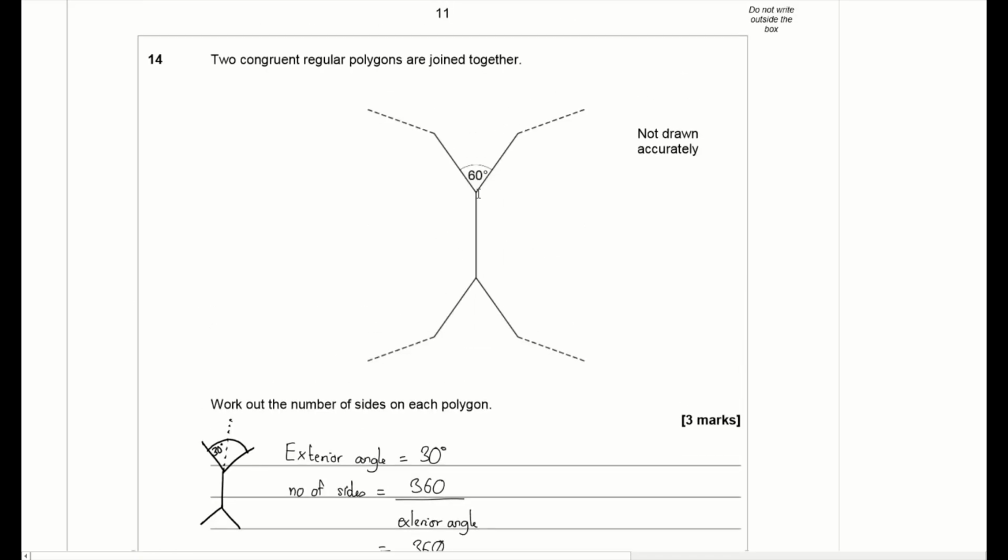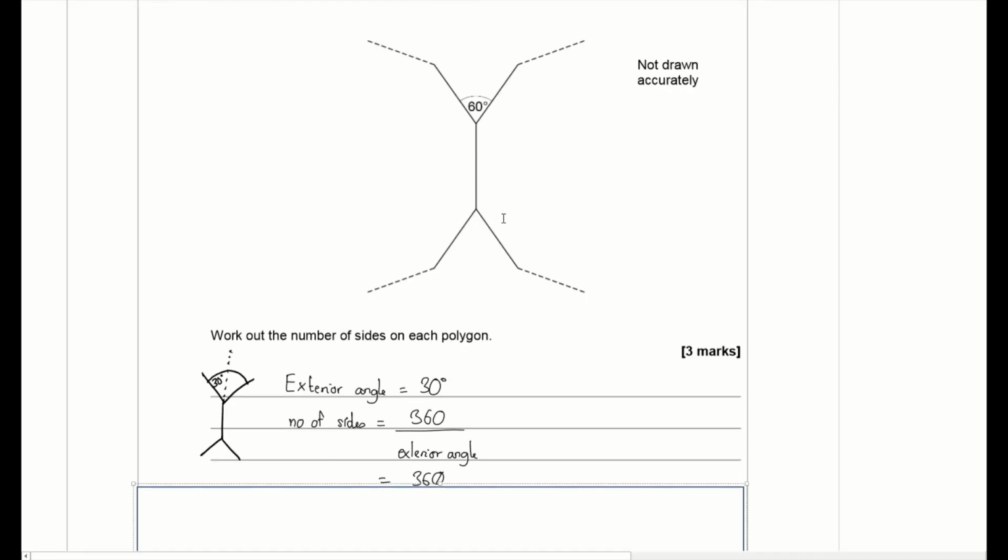Now also of note is that if you do extend that line across there, it means that the exterior angle of either of these polygons is actually going to be equal to 30 degrees. Now when you're dealing with a regular polygon, you know that all the exterior angles are going to be equal, and that all of the exterior angles will always sum to 360 degrees. So if you know how many exterior angles you've got, you effectively know how many sides you've got as well.